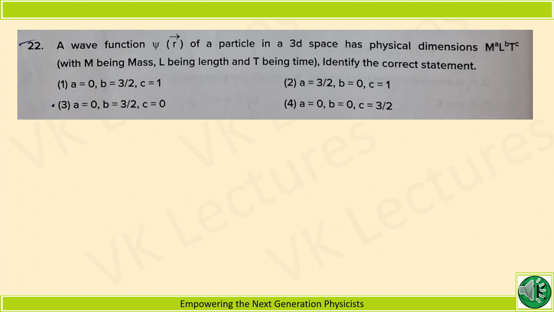The wave function psi of r of a particle in 3D space has a physical dimension M to the power a, L to the power b, T to the power c, where M is mass, L is length and T is time. The correct statement is option 3, a equal to 0, b equal to minus 3 by 2 and c equal to 0.